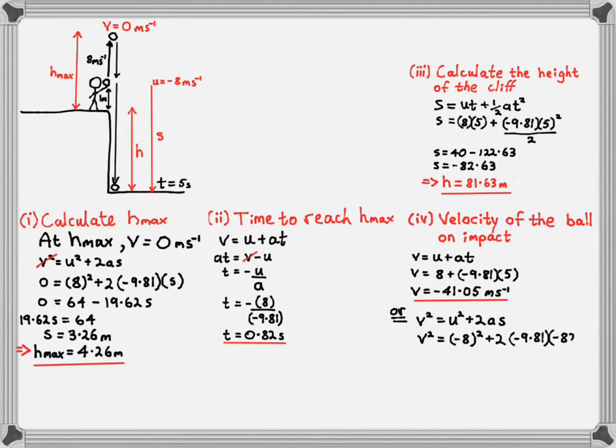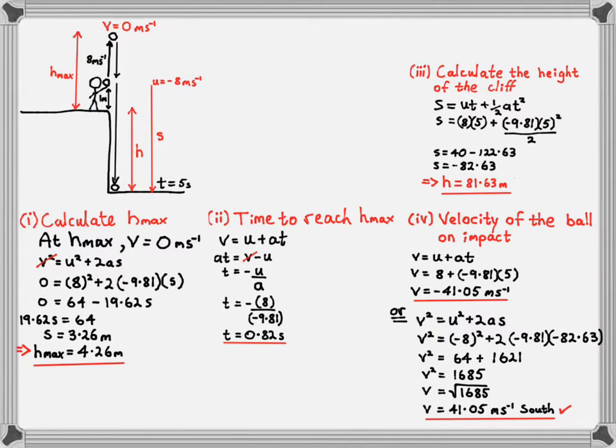So I'm going to fill that in, put in all my other values, and I solve for v again. And I find that v is equal to 41.05 meters per second. And in this case, I don't have a minus in front of it, so I'm just going to define the direction. I'm going to say south, or I could say downward or something like that. But I've gotten the same magnitude, so I'm pretty confident that the answer is correct.